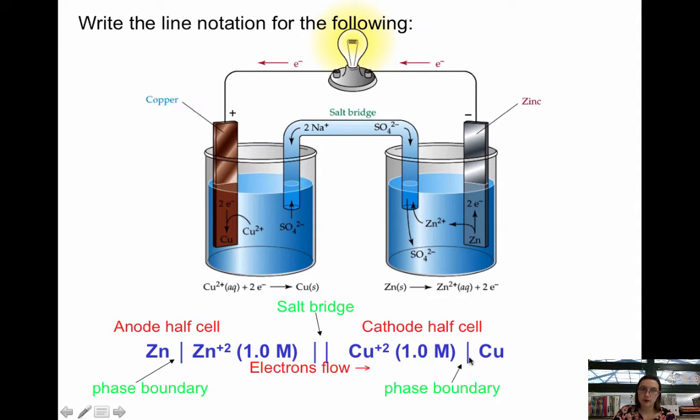Then we have the vertical line. The single line represents us going from aqueous to solid, and the Cu solid is the product. So this is how we would represent this voltaic cell using line notation.